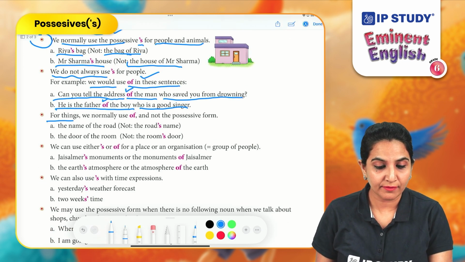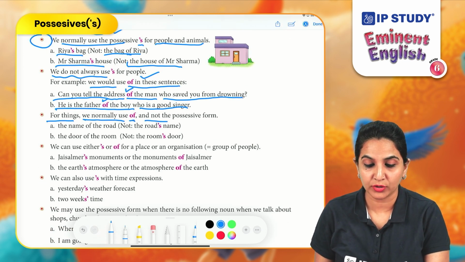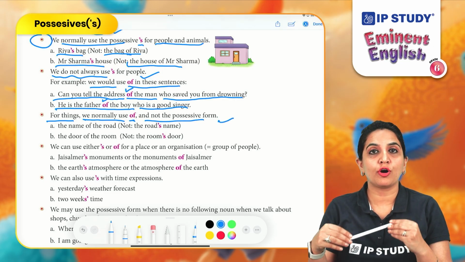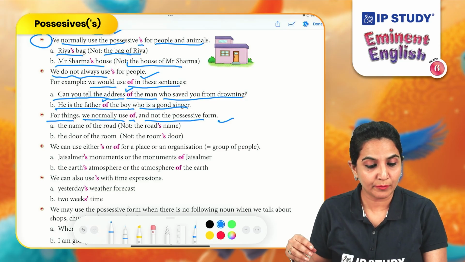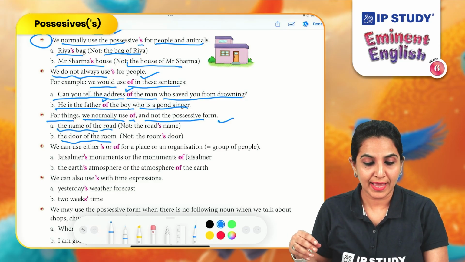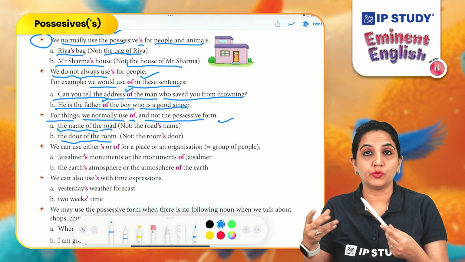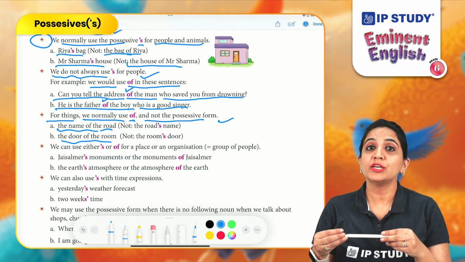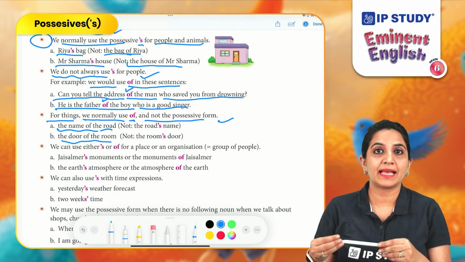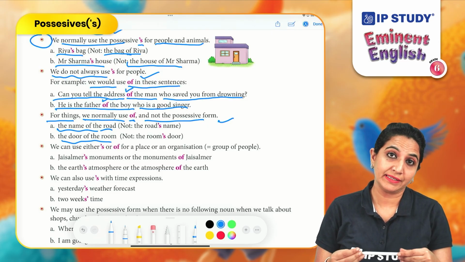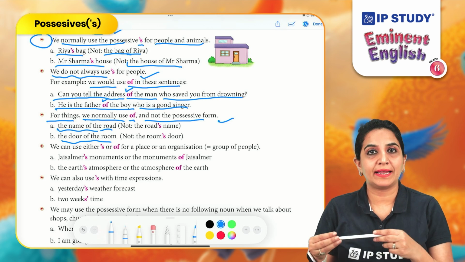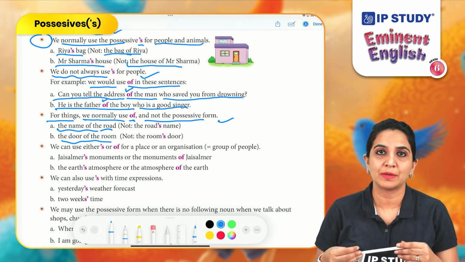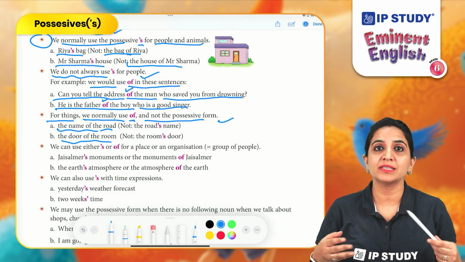For things, we normally use of and not the possessive form. So, generally, we use of for non-living things like the name of the road, the door of the room, and we never say the road's name, the room's door. So, generally, for non-living things, we do not use apostrophe and s and we use of instead. Similarly, generally, for people and animals, we use apostrophe and s and avoid using of. But there are some special cases wherein we use of.